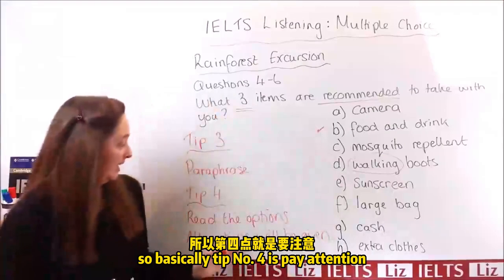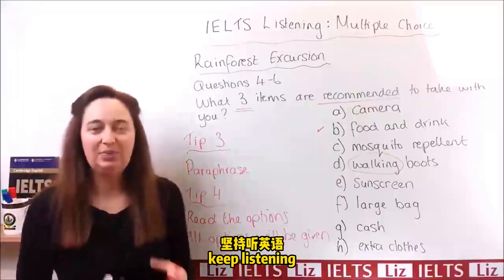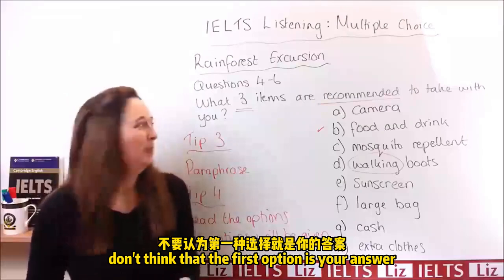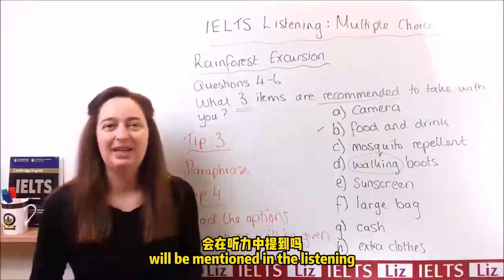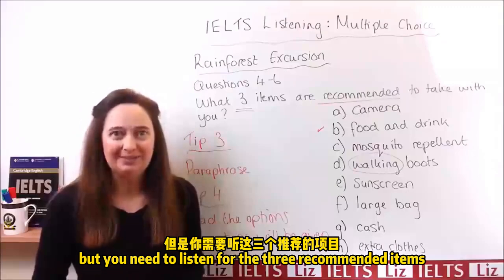So basically, tip number 4 is pay attention, keep listening. Don't think that the first option is your answer, because all these options will be mentioned in the listening, but you need to listen for the 3 recommended items.